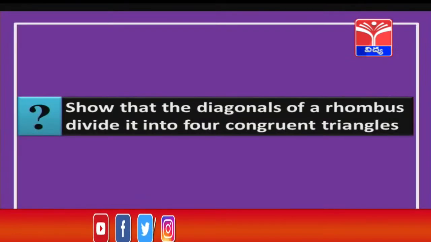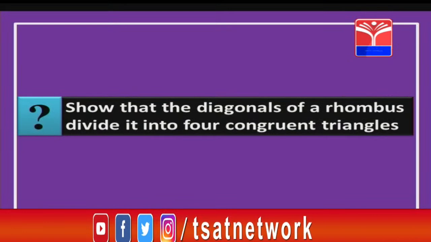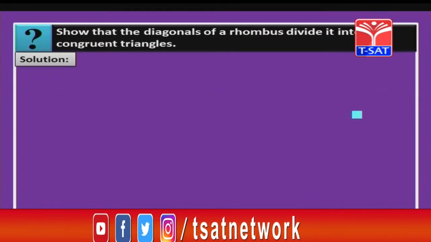Got it, children? So, children, till now we have learnt what actually a quadrilateral is and also the different types of quadrilaterals and also the properties of quadrilaterals as well as parallelograms. Now, let us apply these concepts that we have already learnt in solving few problems. Let us start with the first problem. Show that the diagonals of a rhombus divide it into 4 congruent triangles. Let us start with the solution.